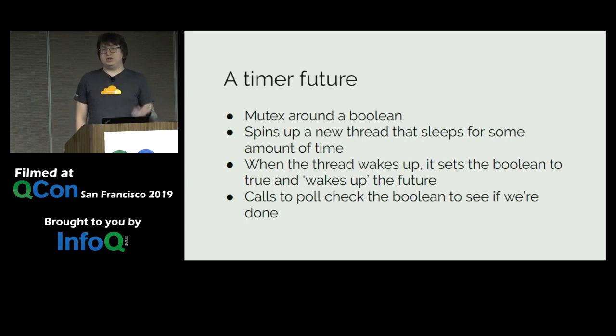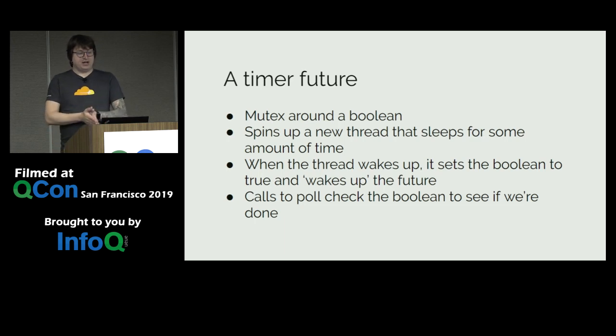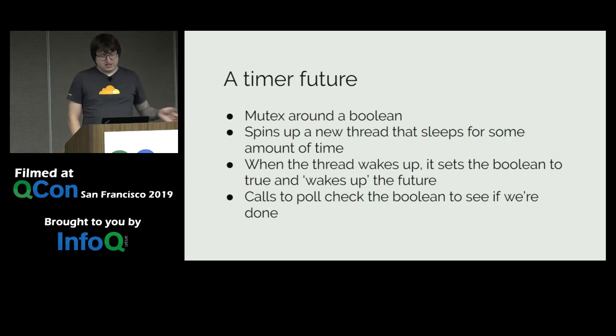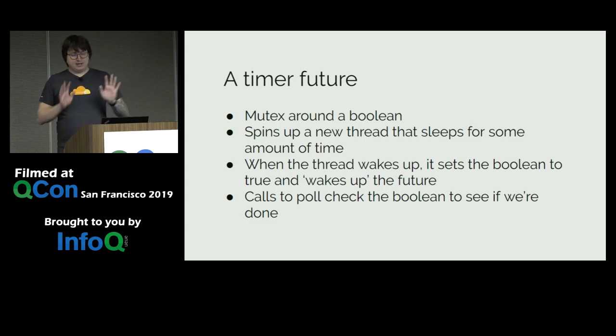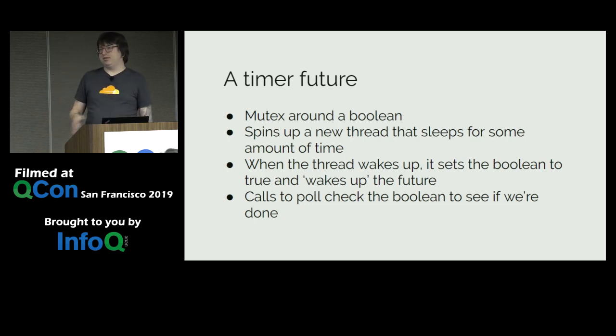So in this case, we're going to put a mutex around a Boolean. That Boolean is going to live between our future and also a new thread that our future spins up. That thread is then going to sleep for however long we decide we want to wait. Then when that thread wakes back up, it will set the Boolean to true and tell the future, hey, we're good to go. Calls to the poll method of future, which we're going to talk about in a second, will check that Boolean to see if we've woken up yet or not. So this means you have a thread per timer, super inefficient, mutex around a Boolean, also super inefficient. You probably would want to use an atomic integer instead, yada yada. I'm trying to keep this very simple, like I said. A real implementation would integrate with your operating system to set up a timer and do all that kind of stuff.